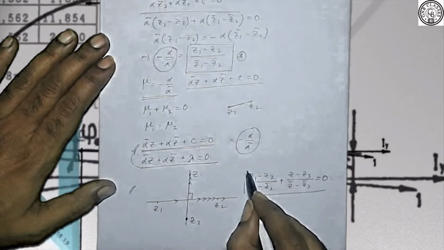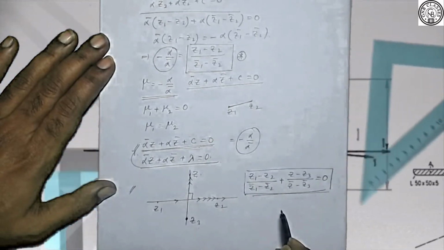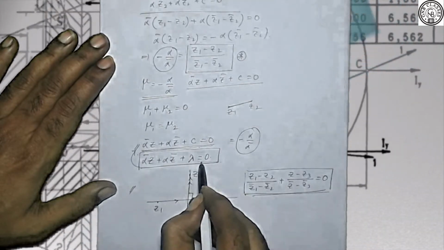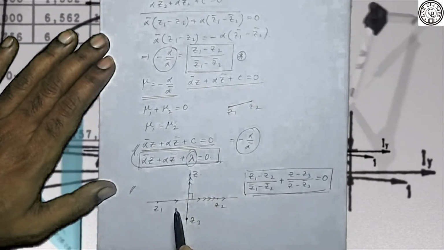This form is also called the non-parametric form of the line because there is no parameter. But this form is what is called the parametric form of the line because there is a parameter lambda. Is it clear?